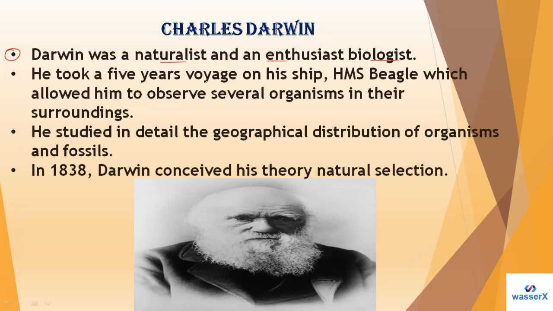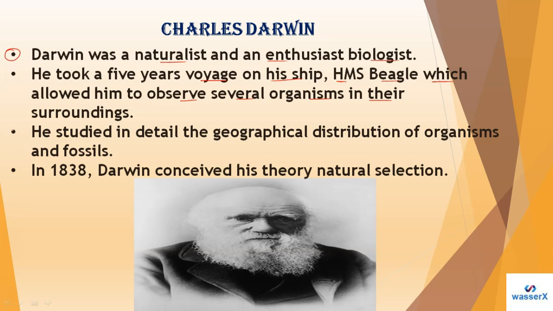So he took a 5-year voyage on his ship, and his ship's name was HMS Beagle, which allowed him to observe several organisms in their surroundings. There was a different kind of ship at that period of time. In that period Darwin took a 5-year voyage on that ship, HMS Beagle, the ship in which Charles Darwin sailed around the world.